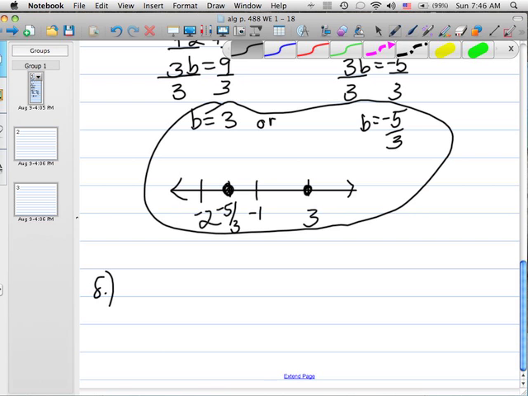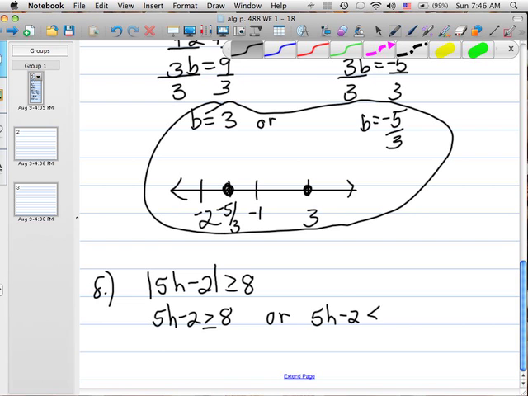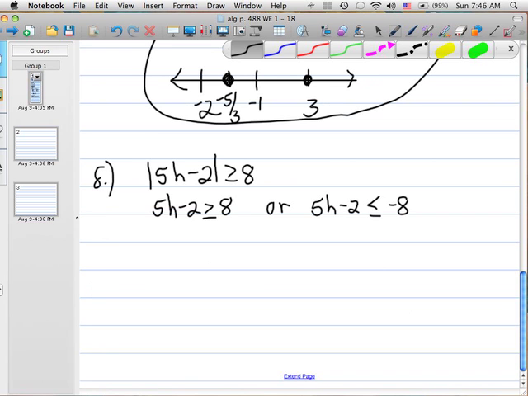Problem number 8, we have the absolute value of 5h minus 2 is greater than or equal to 8. Greater than is going to be your Egyptian dance. So we're going to have 5h minus 2 is greater than or equal to 8. Or the other possibility, 5h minus 2 could be less than or equal to negative 8. Solving for h, the first inequality, add 2. We get 5h is greater than or equal to 10. Divide by 5, and h is greater than or equal to 2. Bring down the or.